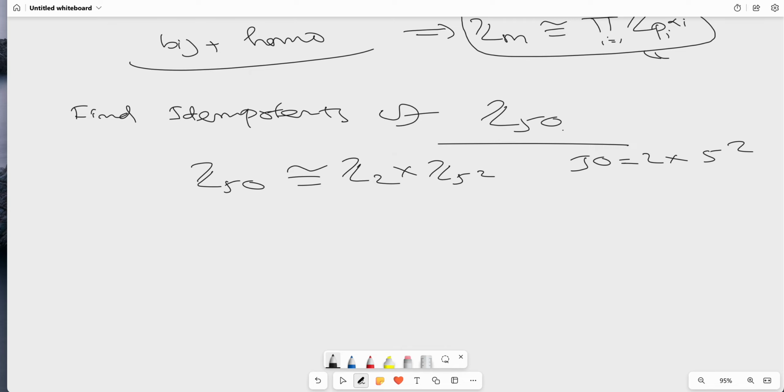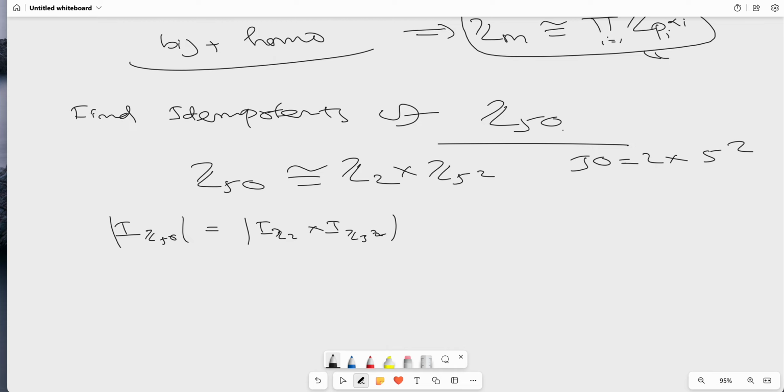How many elements are in idempotence of Z50? Z50 is actually Z2 cross Z5 square, sorry, Z2 cross Z5 square, right?